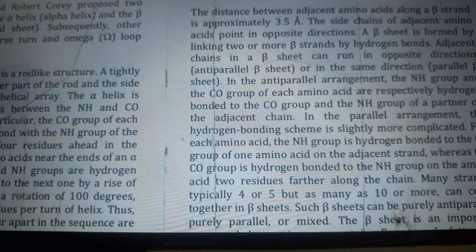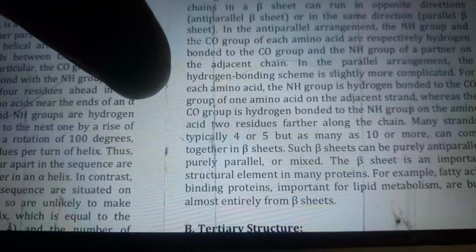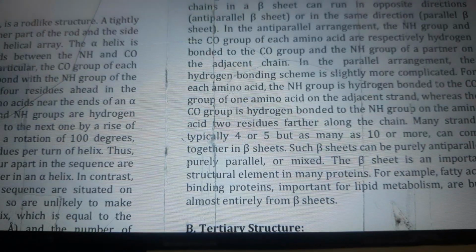As in the alpha helix, a range of extended structures are sterically allowed. The distance between adjacent amino acids along a beta strand is approximately 3.5 angstrom. The side chains of adjacent amino acids point in opposite directions. A beta sheet is formed by linking 2 or more beta strands by hydrogen bonds.